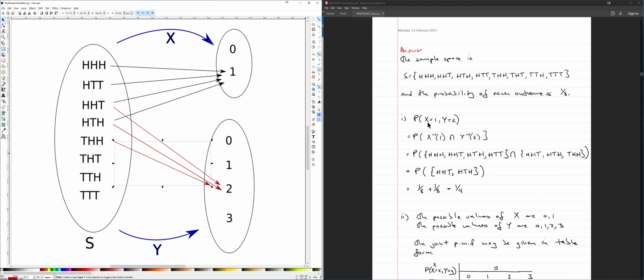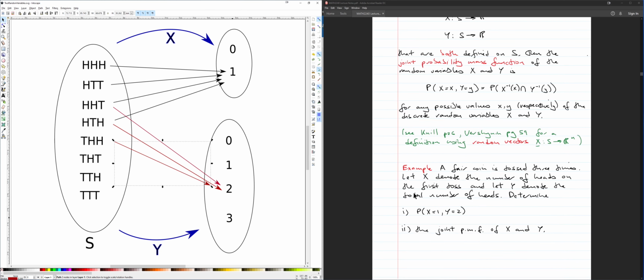to get probability x is equal to 1 and probability y is equal to 2, it is the probability of this event occurring, right? And this event is just a subset of your sample space, and we know how to calculate probabilities of an event in this discrete case. What you do is you just add up the probabilities for each of the outcomes. You're going to get 1/8 here, 1/8 for this one. You get 1/8 plus 1/8, which is a quarter.